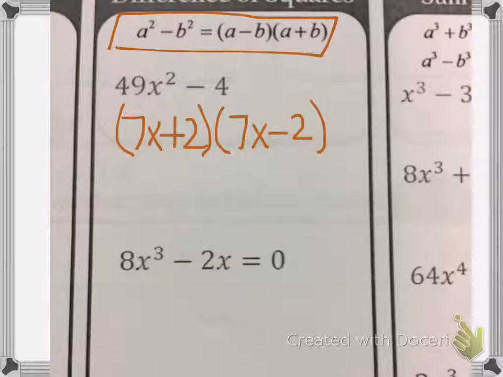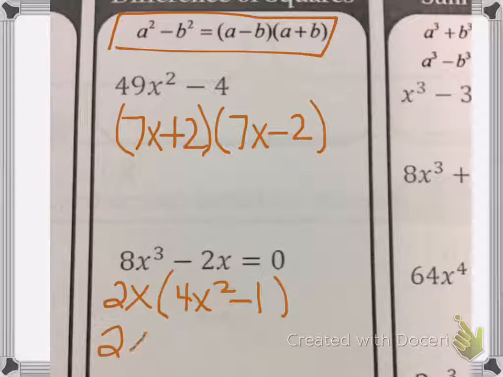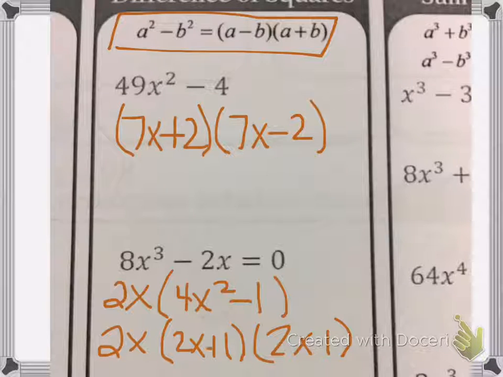This next one, when I look at it, it doesn't look like a perfect square yet, so let me see if I can make it look like a perfect square by taking out the 2x that it has in common. If I take the 2x out, I'm left with 4x squared minus 1. 4x squared minus 1 is a perfect square, so I'm going to leave that 2x out front, and then I'm going to square root the front number here, which would be 2x, square root the last number, which would be 1, and then put one of them as positive and one of them as negative. That would be the difference of squares formula. Don't forget to always look for greatest common factor first.